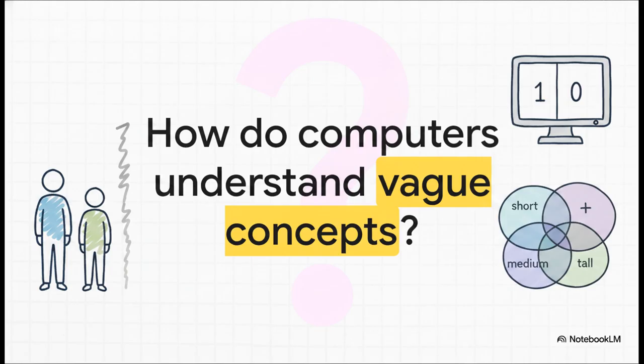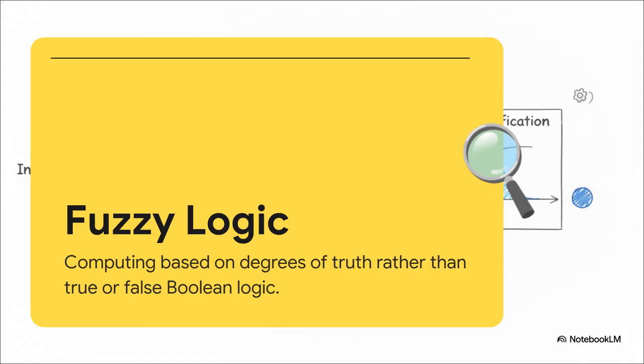Does tall start at exactly 6 feet? What if you're 5'11 3/4? To a traditional machine, there is zero gray area. And that is exactly where fuzzy logic comes in. It's an approach to computing that completely changes the game. Instead of relying on the usual true or false, 1 or 0 Boolean logic, it evaluates data based on degrees of truth. It literally models those gray areas mathematically.